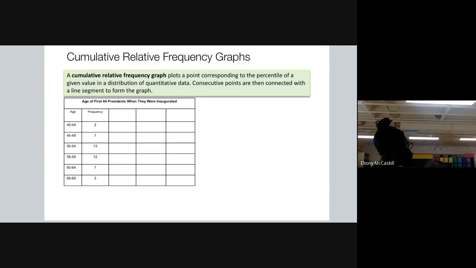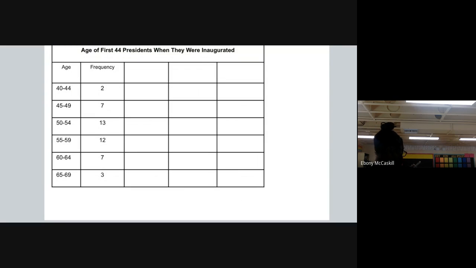So, in your notes, you should already have a table, and it has the age of the first 44 presidents when they were inaugurated. So this one does not have Trump in it, or Biden. If you look, they already have our ages, and they did them in intervals of 4. Next, we have the frequency. The frequency says how many presidents.